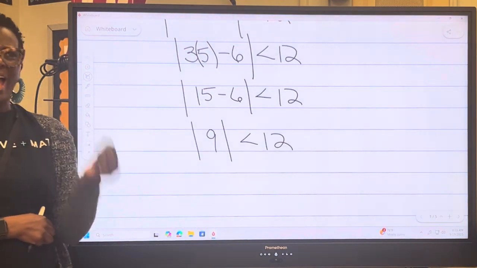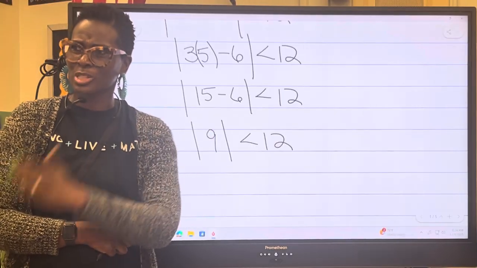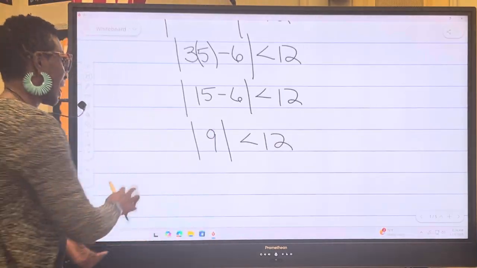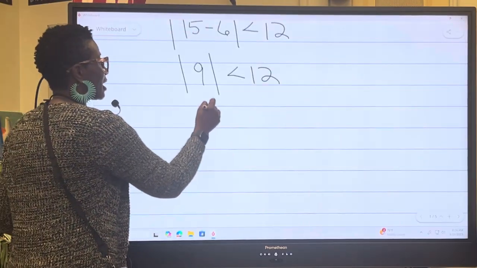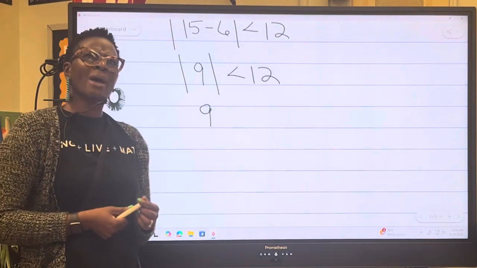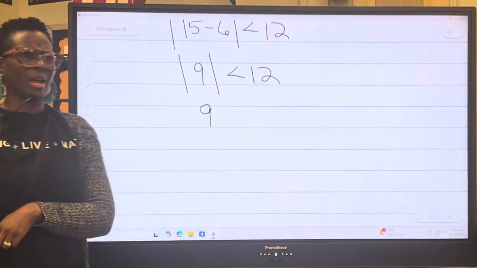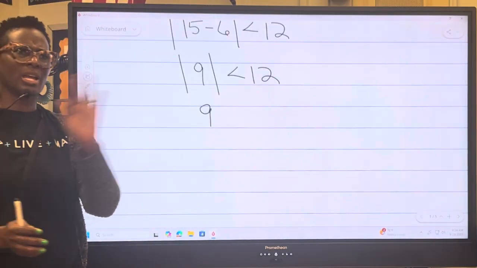What is the absolute value of 9? How far is 9 from 0 on the number line? 9 units. So then I'm going to put just what? 9. Notice, I know kids used to say back in the day, oh, absolute value just means change the sign. So the absolute value of a positive 9 is a negative 9. The absolute value of a negative 9 is a positive 9.